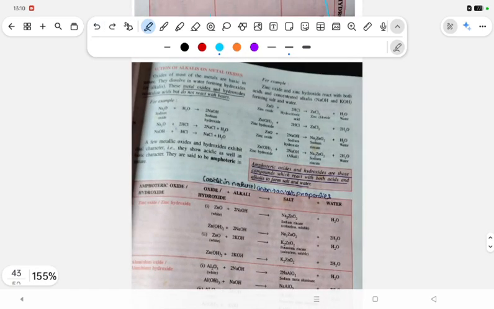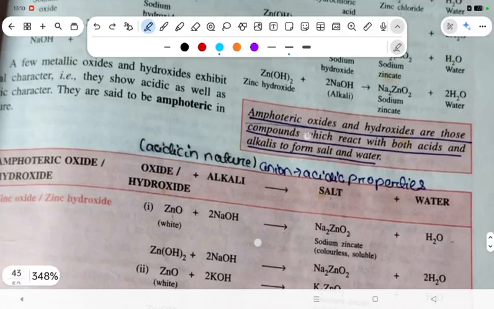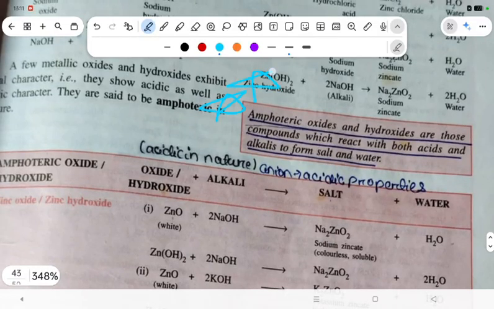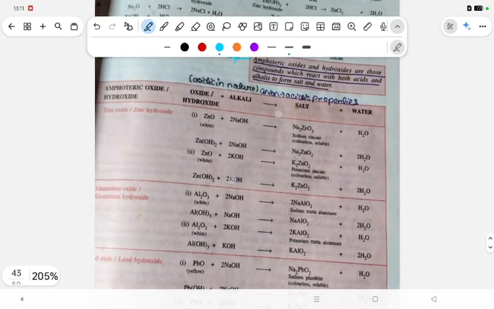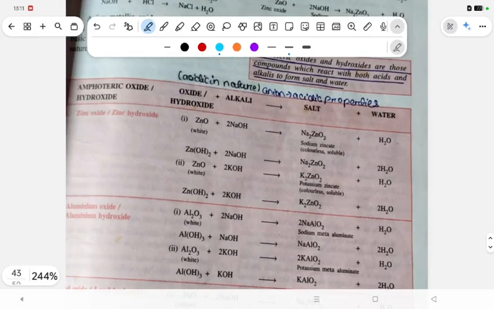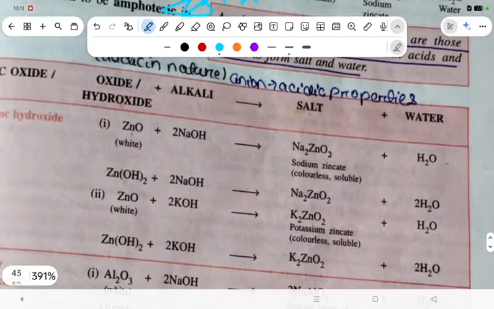Then amphoteric oxides and hydroxides are compounds which react with both acids and alkalis to form salt and water. It is very important. So amphoteric oxide or hydroxide plus alkali will form salt and water. So ZnO plus 2NaOH will form sodium zincate plus water. Zn(OH)2 plus sodium hydroxide will form Na2ZnO2 plus 2H2O.